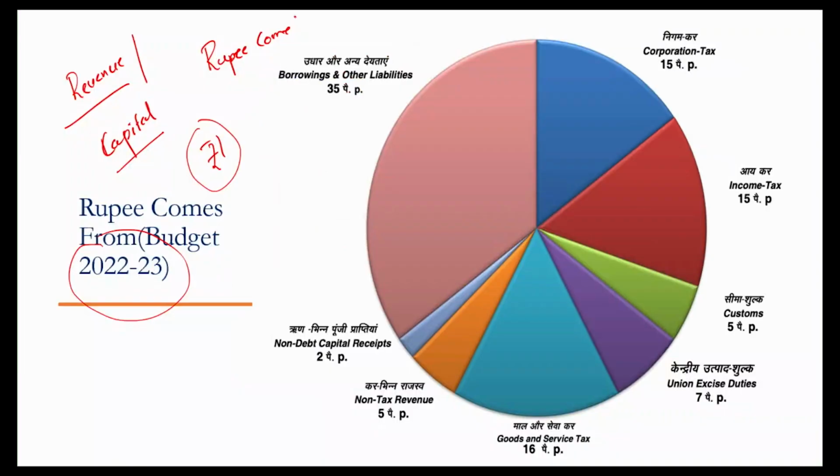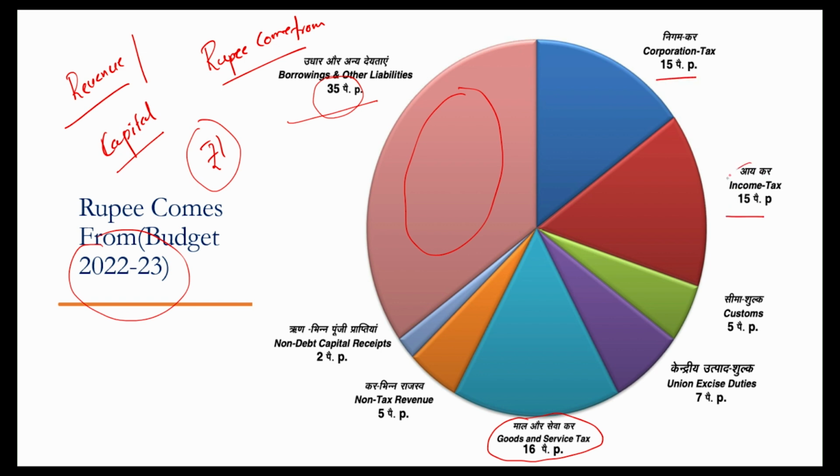How does the rupee come in? If you look at the biggest part of this pie, it happens to be borrowings and other liabilities. Out of every 1 rupee, 35 paise of what we mobilize comes from borrowings and other liabilities. Okay, and the next highest is GST, which is an indirect tax revenue. Then you could see a similar amount of 15 paise each from corporation tax and income tax.